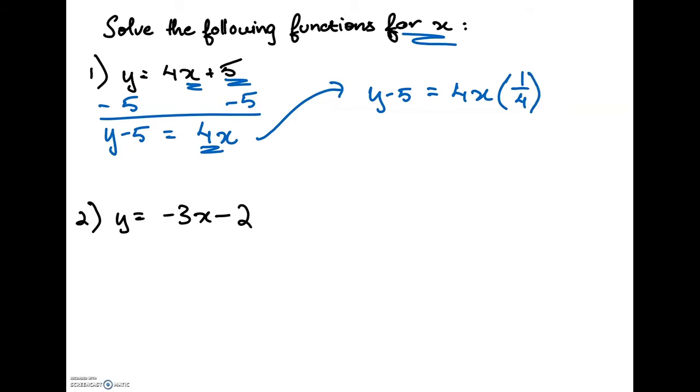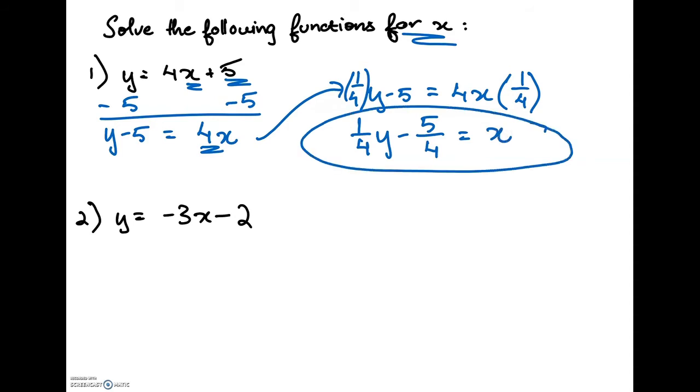So let's multiply both sides by a fourth. So it'll become 1/4 y minus 5/4 equal to x. And that's your final answer. Right now we have x on the right-hand side, but it can always just become x equals 1/4 y minus 5/4. So it's technically just the same thing, just the fact that we have x on the right-hand side.